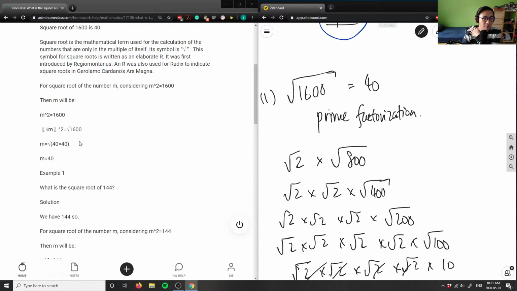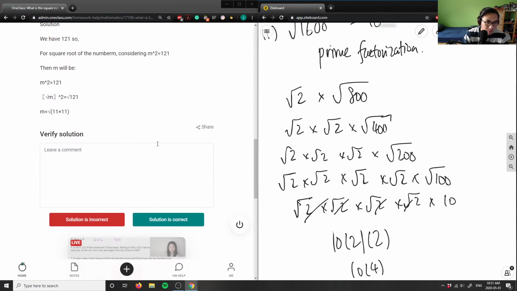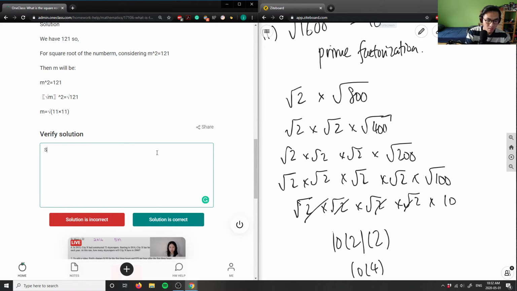And as you can see, what they're doing here is they just knew that the answer was 40 without really doing any steps here. So I would say the solution here is correct. Solution is correct, but no steps were shown to figure out the answer.